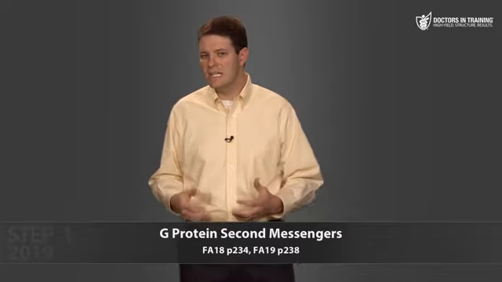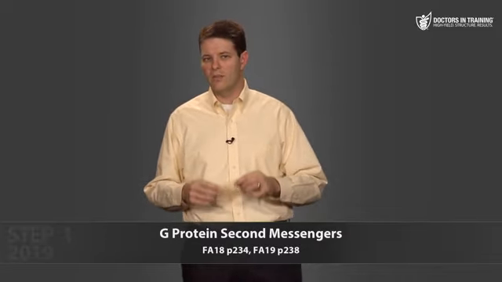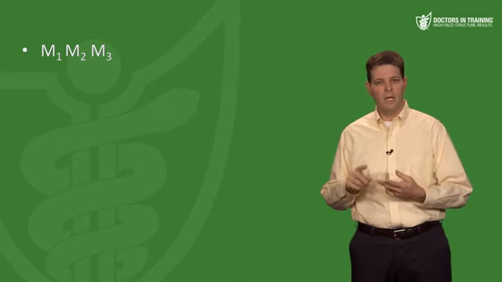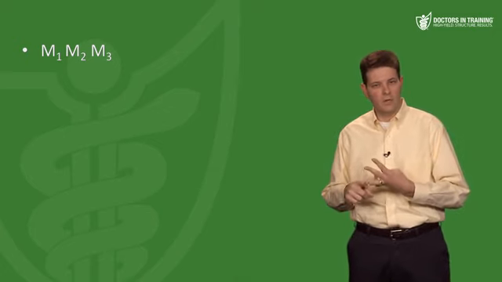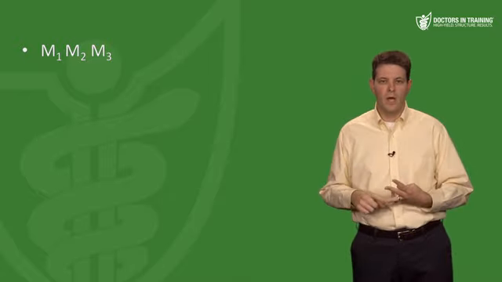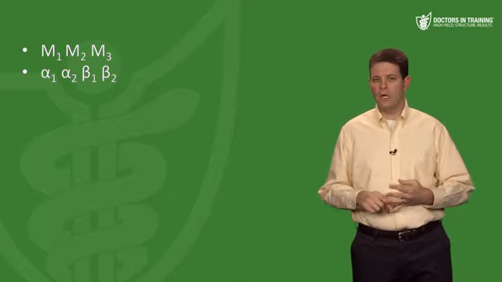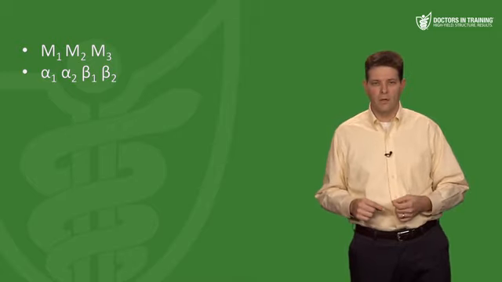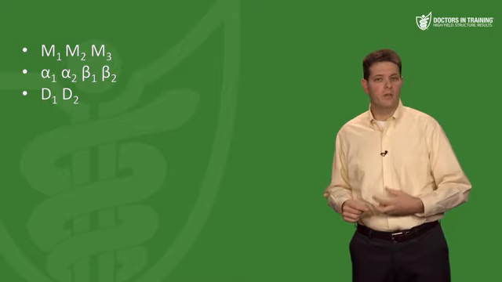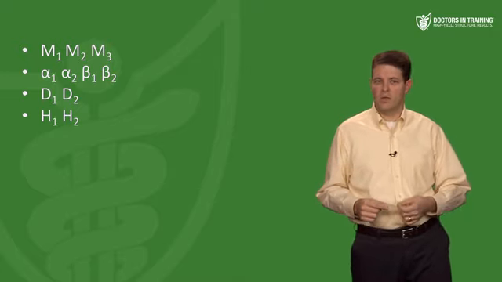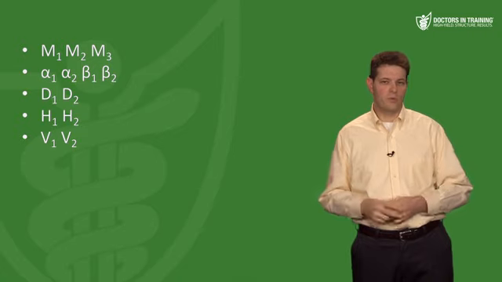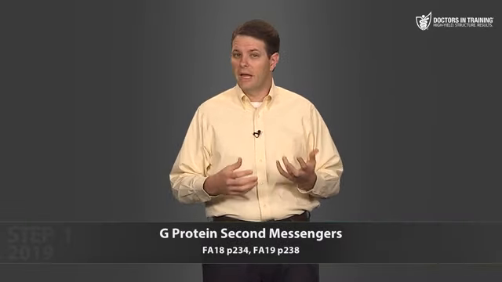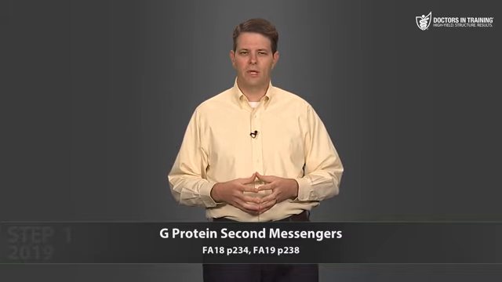So I count 13 different receptor classes that you need to know as being linked to G proteins. So these are G protein linked receptors. M1, M2, and M3 muscarinic receptors, and again those respond to acetylcholine. Alpha 1, alpha 2, beta 1, and beta 2 adrenergic receptors, which respond to epinephrine and norepinephrine. You have the D1 and D2 dopamine receptors, the H1 and H2 histamine receptors, and the V1 and V2 vasopressin receptors. Now let's look at how these G protein receptors work in some detail. And again, this does get tested pretty regularly.